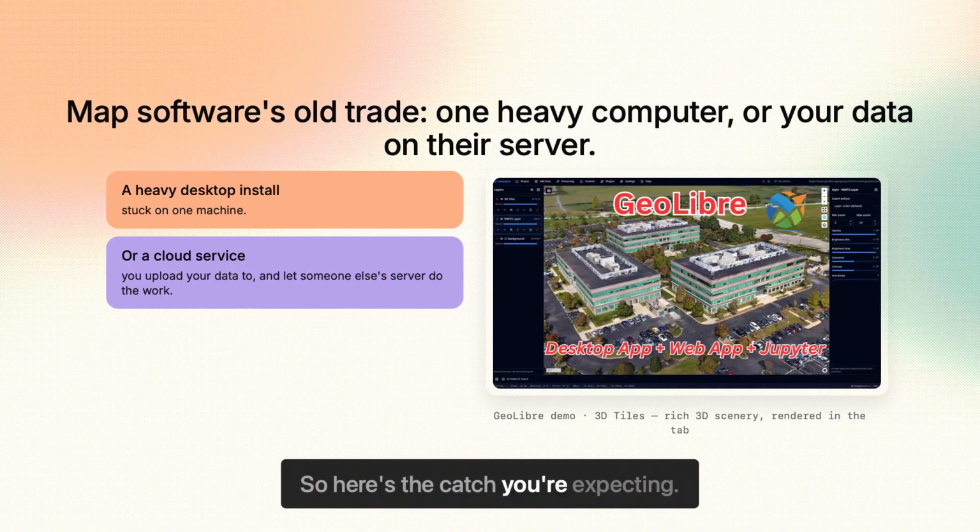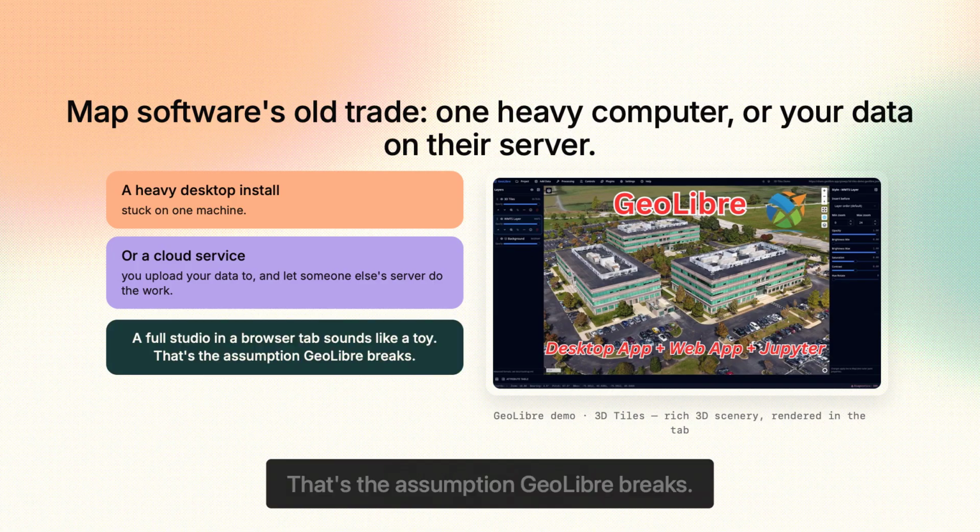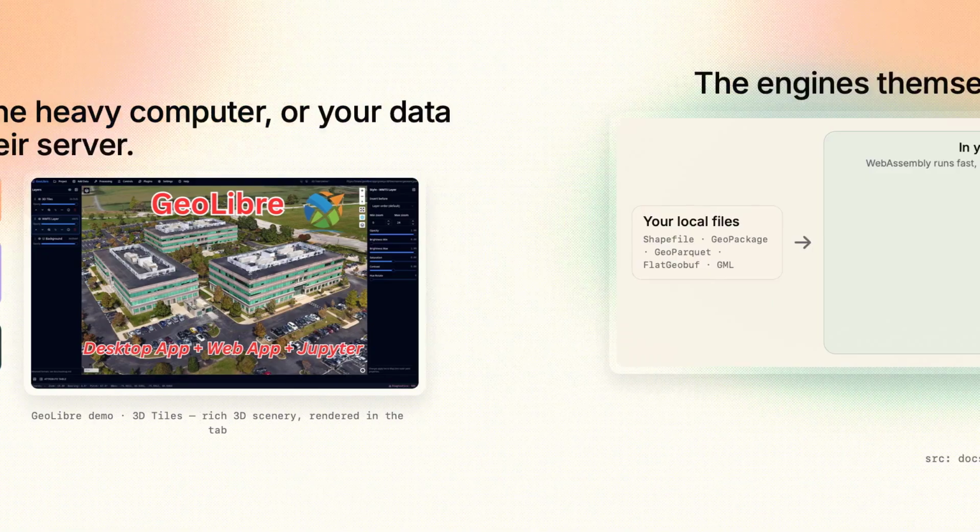So here's the catch you're expecting. Either you install a heavy program stuck on one computer, or you hand your data to a cloud service and let someone else's server do the work. So a full studio in a browser tab sounds like a toy. That's the assumption GeoLibre breaks.